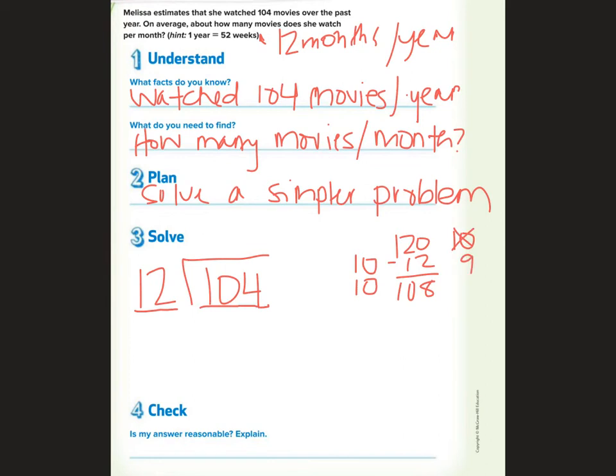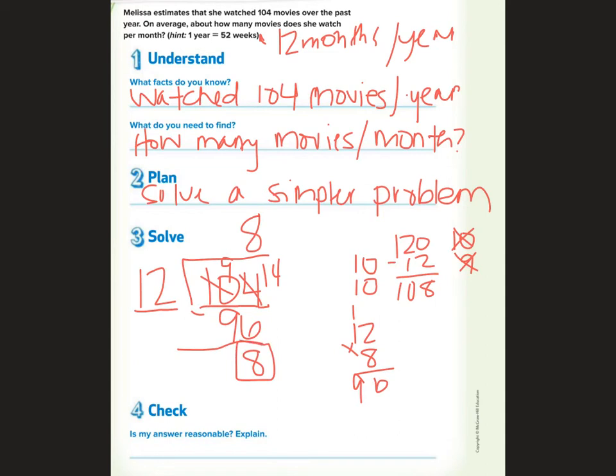I tried 9. That's not going to work. So that means I should try 8. Yes, try 8. Okay. So 12 times 8. 8 times 2 is 16. 8 times 1 is 8, plus 1 more is 9. So I get 96. Okay, and if I subtract that, I would get 14 minus 6 is 8. 9 minus 9 is 0, so I have 8 left over.